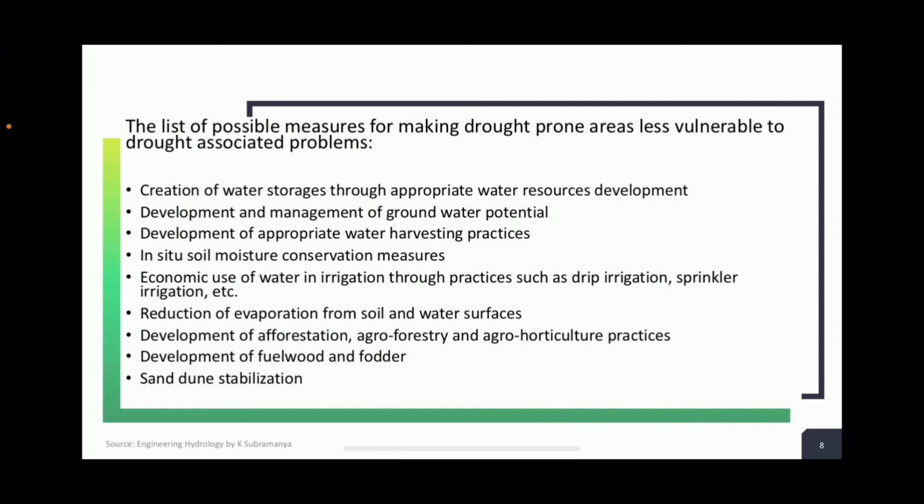Reduction of evaporation from soil and water surfaces, development of afforestation, agroforestry, and agro-horticulture practices, development of fuel wood and fodder, sand dune stabilization.